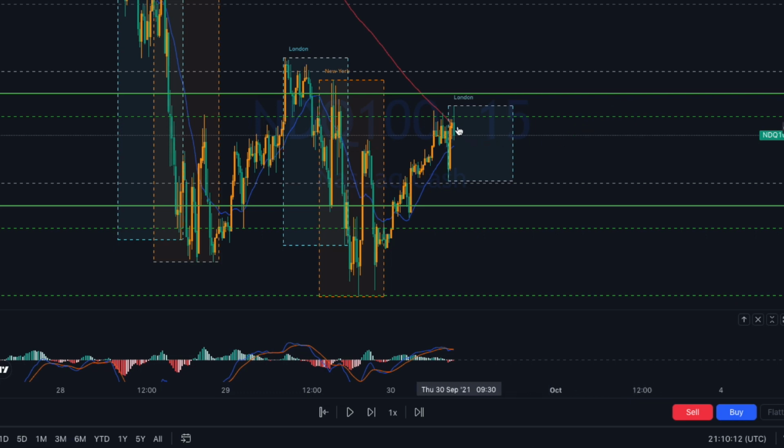So as it stands right now, price has gone into the zone and is on its way out, and we're in the middle of the London session. So what I'm basically going to do is hit the sell button, right? Because this is a bit of a downtrend. So I'm going to hit the sell button and we're going to see what happens.